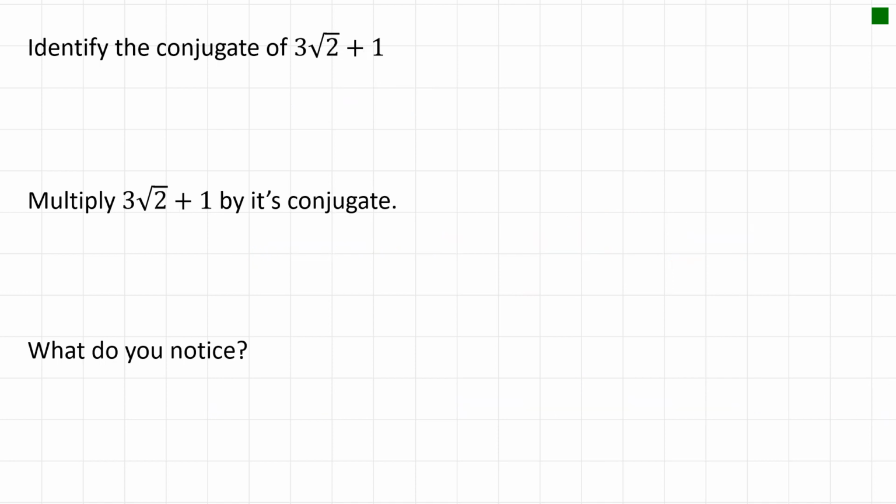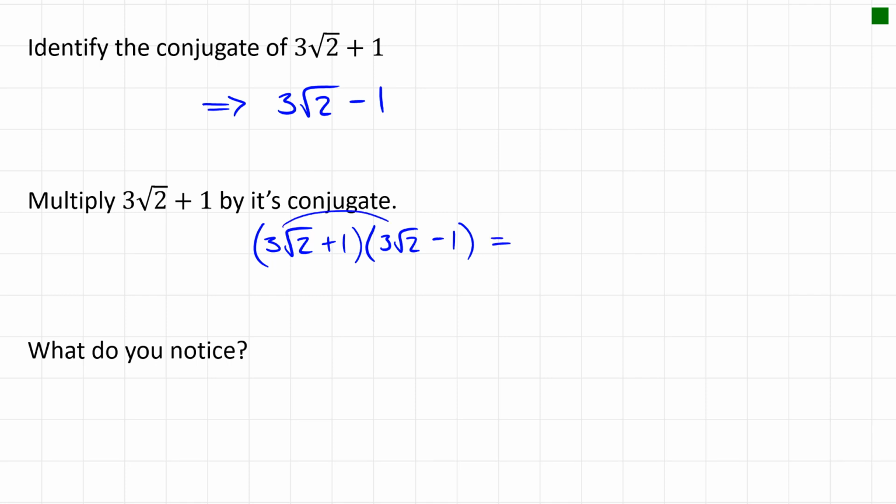Okay, let's do this again. 3 root 2 plus 1. The conjugate is going to be 3 root 2 minus 1. All we have to do is reverse that sign in the middle. Now we're going to multiply 3 root 2 plus 1 by its conjugate, so that would be 3 root 2 minus 1. And just be careful as you're going through this. So 3 root 2 times 3 root 2 is 9 times 2.